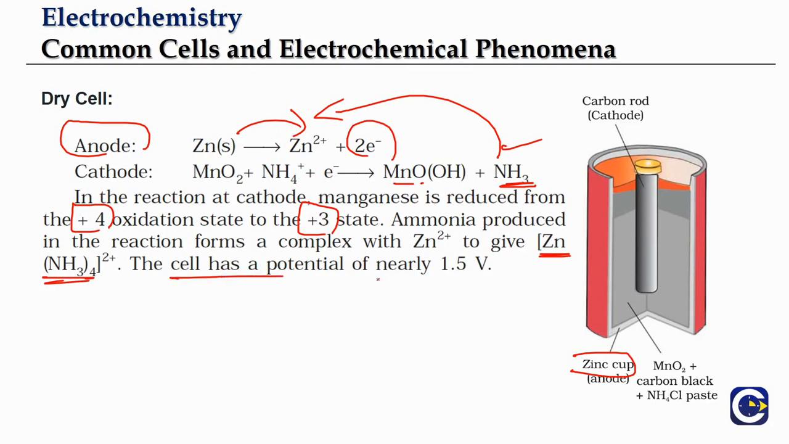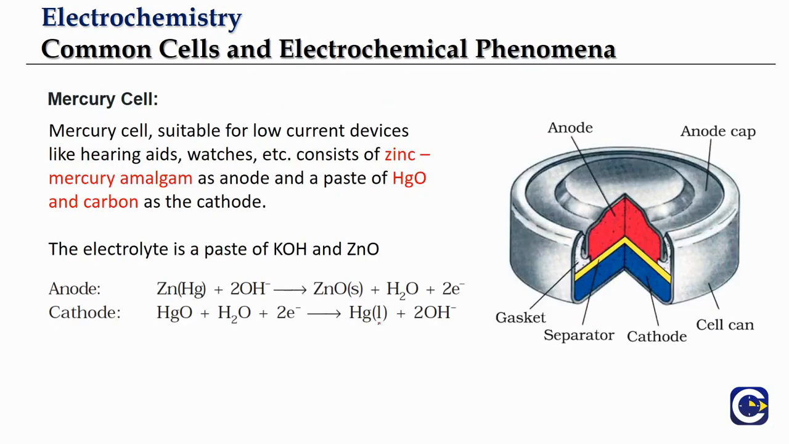And the value of the potential of this cell is 1.5 volt. The dry cell, as we see it, is a primary cell. Means, once the reaction is completed, we cannot reuse this particular type of cell. The other type of primary cell that is common in specific applications where we look for very low values of current, like the hearing aids or the watches. For all these applications where we will require very low value of current, we will be using the mercury cell.